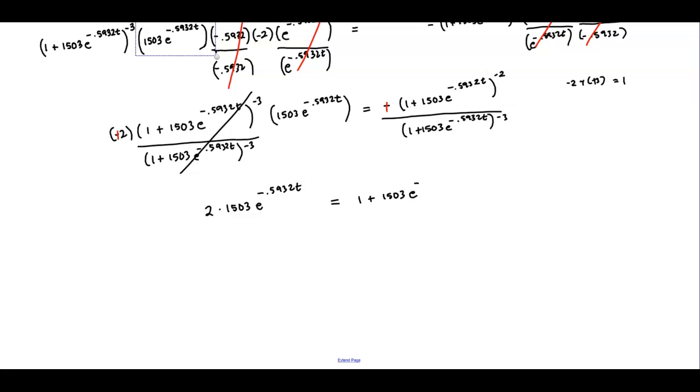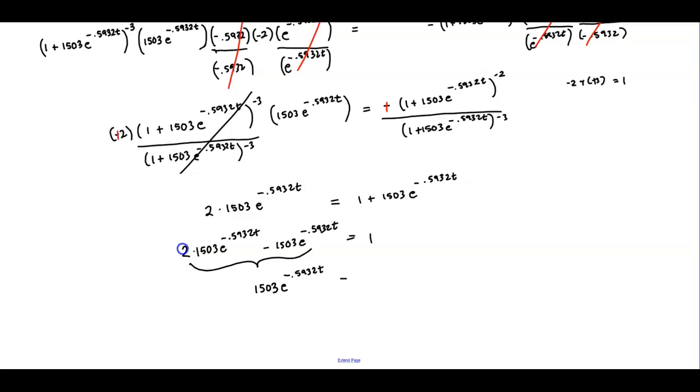So what's going to be left here is 1 plus 1503 e to the negative 0.5932t. So let's subtract this to this side. If we have 2 times 1503 e to the negative 0.5932t and subtract 1503 e to the negative 0.5932t, that's going to equal 1. If you have 2 here, when you subtract these you're going to get one of them. So you end up getting just 1503 e to the negative 0.5932t, and that's equal to 1.